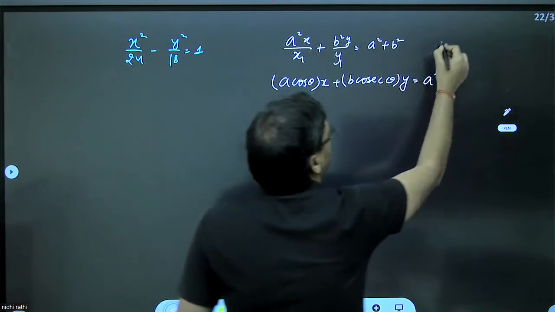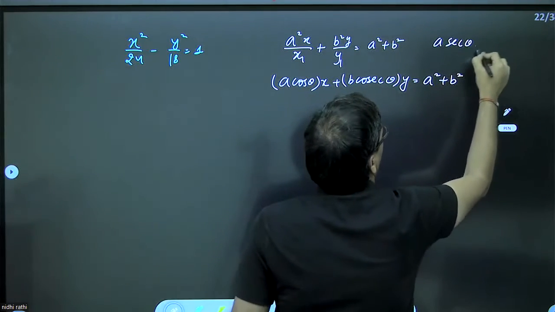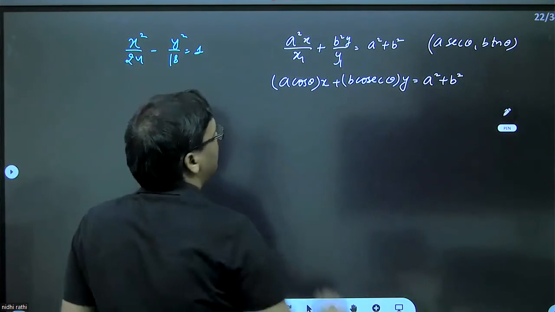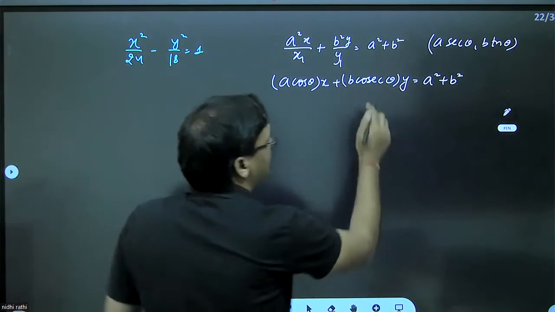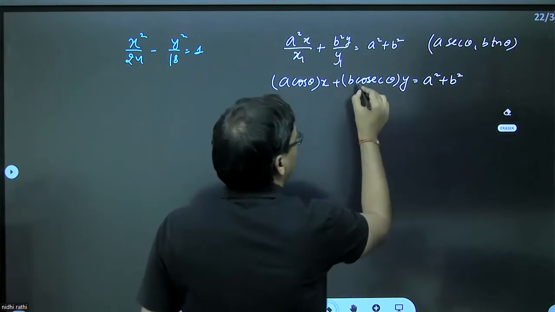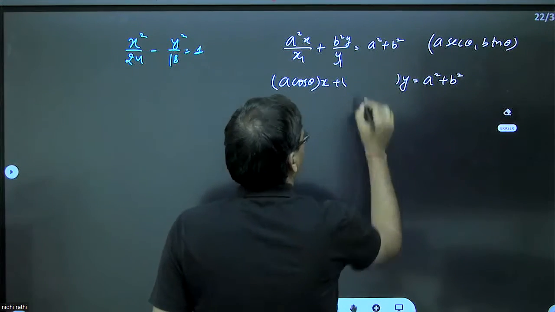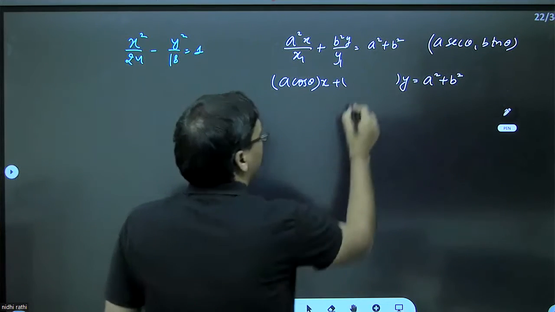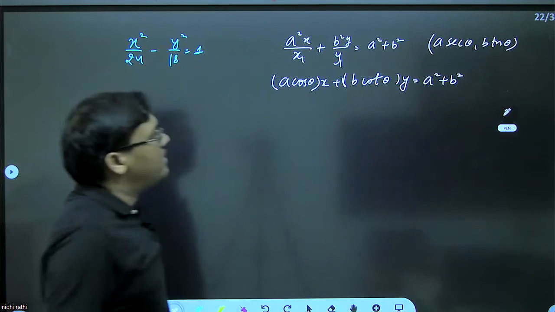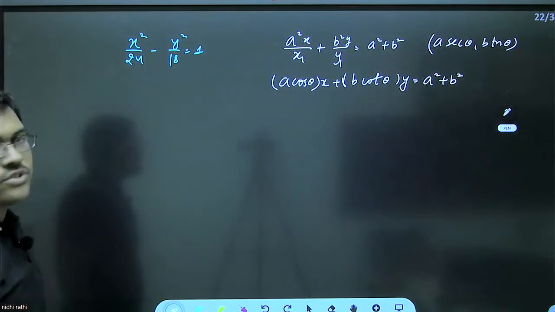My mistake. This is a sec theta comma b tan theta. So this will be a cos theta x plus b cot theta y. This will be b cot theta y is equal to a square plus b square. Yes, this is the equation of normal.